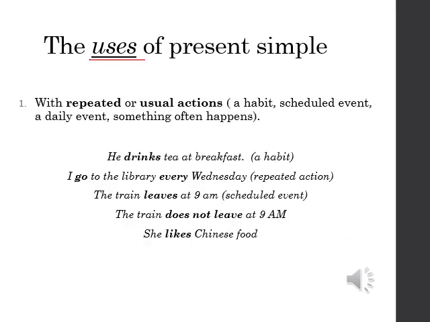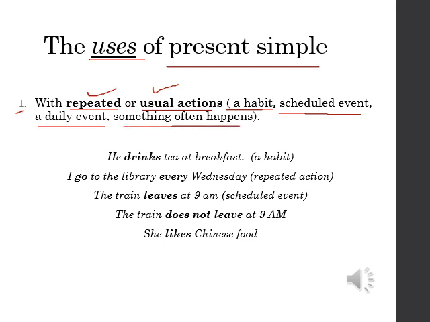Now we come to the uses of the present simple. متى استخدم المضارع البسيط؟ Number 1, with repeated or usual actions. مع الأحداث المتكررة repeated or usual المعتادة. الشيء اللي أنت معتاد عليه أو دائما تكرره استخدم معه المضارع البسيط. Like what? Like a habit. عادة. Scheduled event. أعمال منتظمة بوقت معين. Daily event. أعمال يومية. Something that often happens. أشياء عادة ما تحدث.